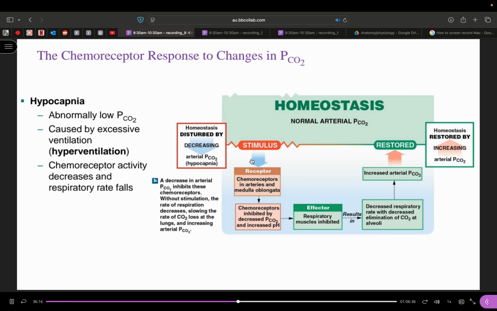What about the other way? The other way, when we've got low carbon dioxide, again, this is where you're getting too pumped up because of an anatomy and physiology lecture.